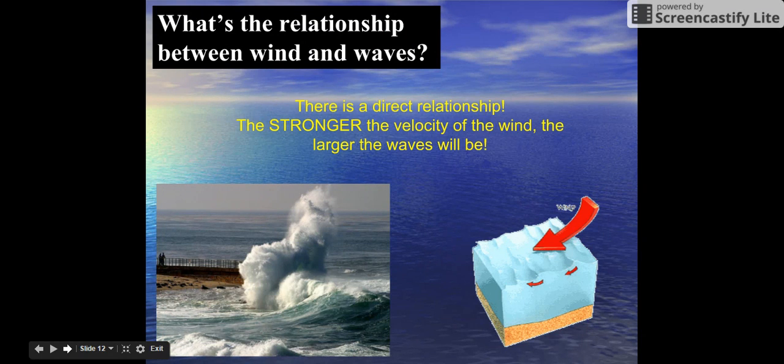Okay, so we're going to start talking a little bit about wind and being near the ocean and shores. So what's the relationship between wind and waves? Is there a relationship? And of course there is. There's a direct relationship. The stronger the velocity or the speed of the wind, the larger the waves are going to be. That's a pretty simple concept. You know, really, really windy days where wind is coming off the ocean, of course, that's when you're going to produce those larger waves.